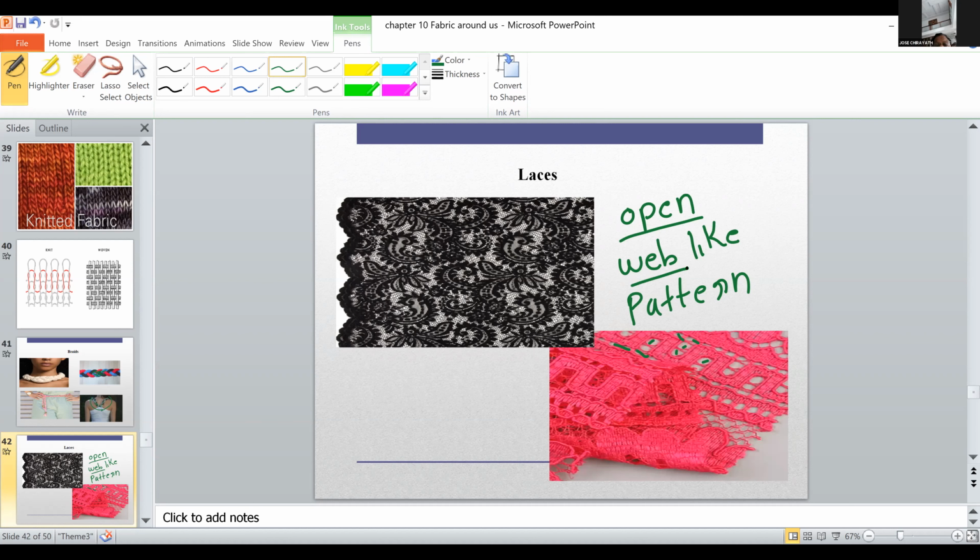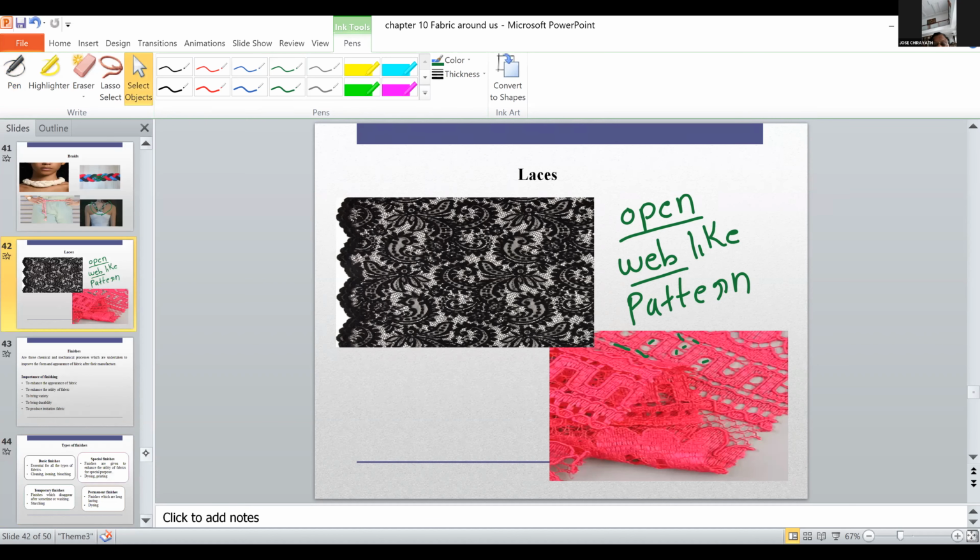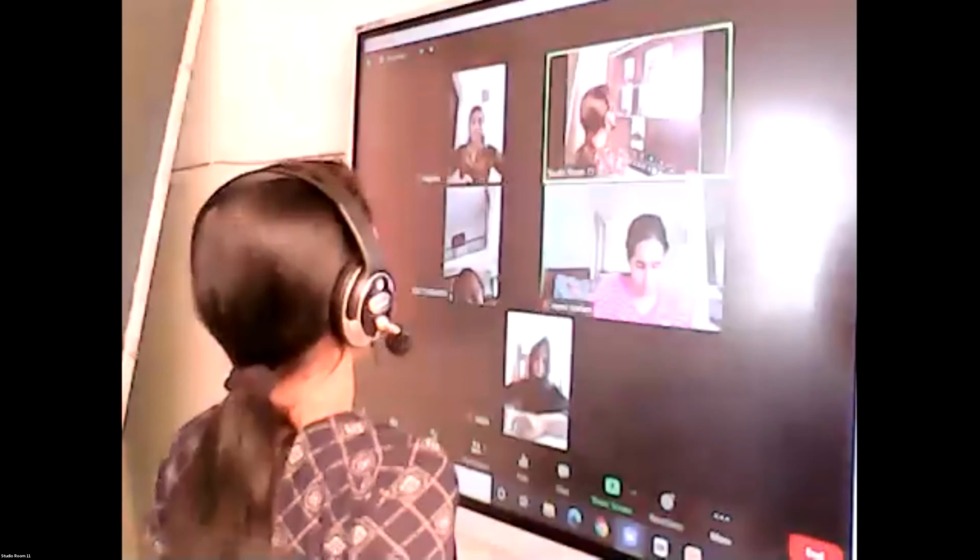These laces and braids are also prepared using yarns by twisting the fibers. That is braids and laces. Is it clear? These are the 4 main techniques that are used to construct the cloth. Okay. That's all about this chapter.